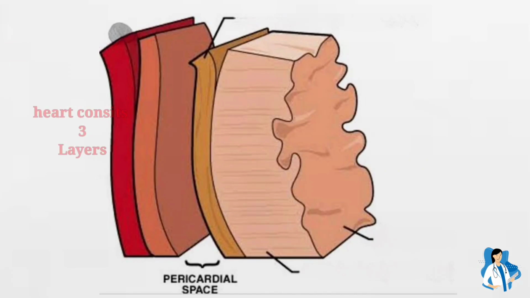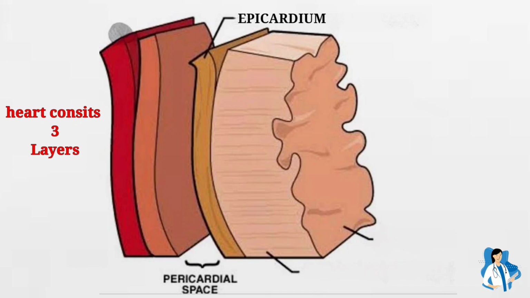Coming to the next topic, layers of the heart. The heart consists of three layers. Firstly, the epicardium, the inner visceral layer, which is also the external layer. Secondly, the myocardium, the middle layer. Thirdly, the endocardium, the innermost layer. The next topic, parts of the heart.